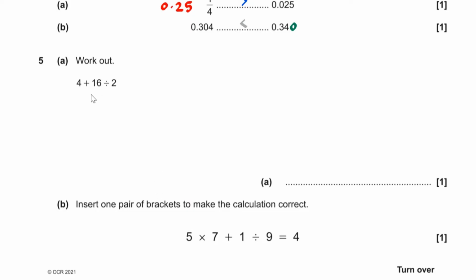Question number 5. We have to work out for part A 4 plus 16 divided by 2. Using the rules of BIDMAS, we do the division first: 16 divided by 2 is 8. 4 plus 8 is equal to 12, and therefore 4 plus 16 divided by 2 is equal to 12.